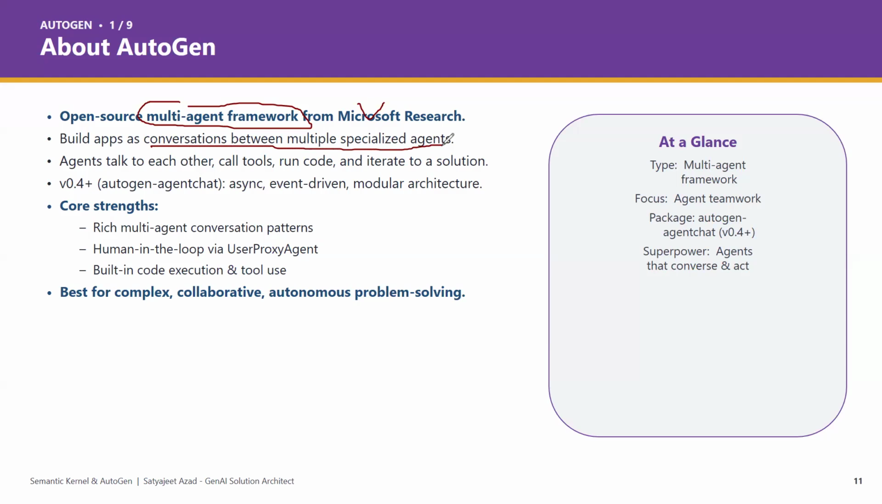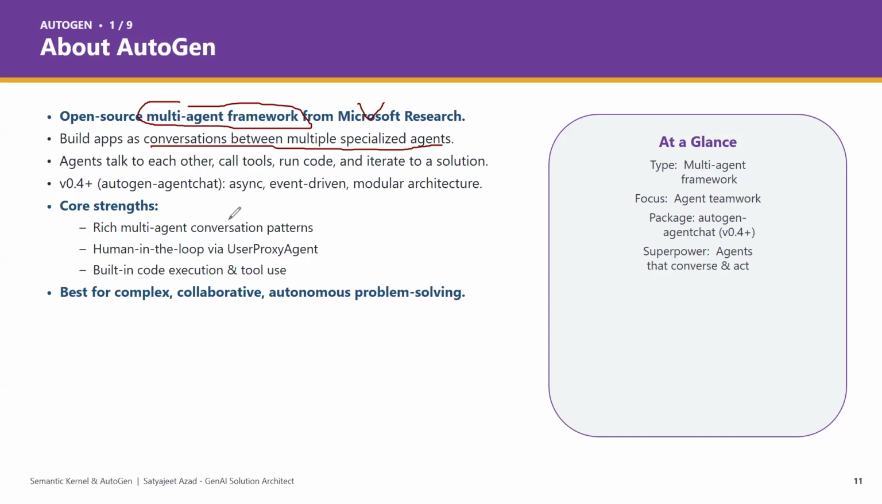Each agent can talk to each other, can call tools, can run the code and iterate the solutions. For example, you might have seen a lot of coding tools. Whenever you give a prompt, they give you the code as well. So it's the AutoGen facilities you can think of. So what is the core strength of this application?